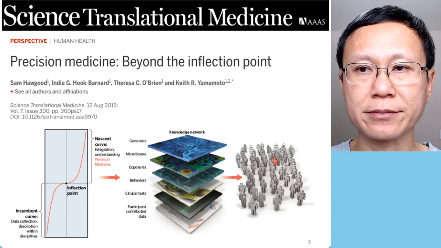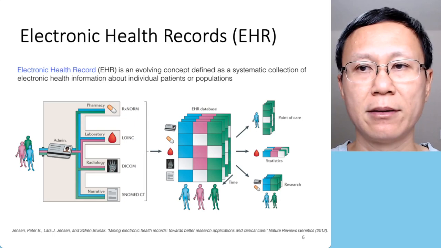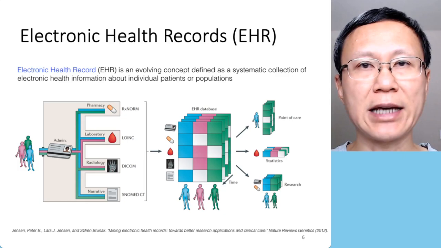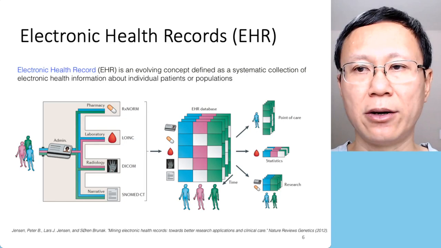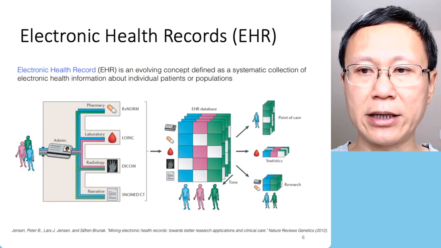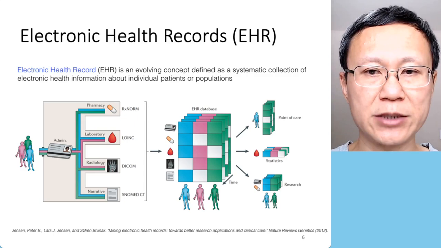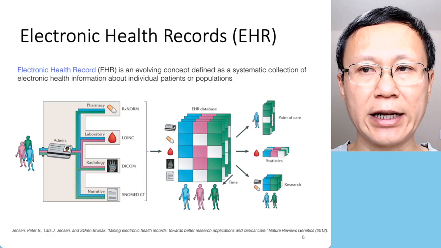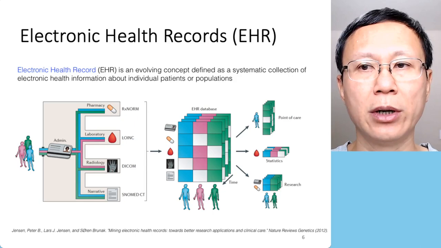Let's look at different kinds of data that may likely be useful for precision medicine. First, you may think about the electronic health records, EHR. Electronic health record is an evolving concept defined as a systematic collection of electronic health information about individual patients or populations. It is so important for our medical purpose. But at the same time, electronic health records are highly distributed in different locations, for example, different hospitals, different practitioners. And it is so hard to connect them together. Even for one patient, it is a great challenge to collect all the related healthcare records and put them in electronic form.